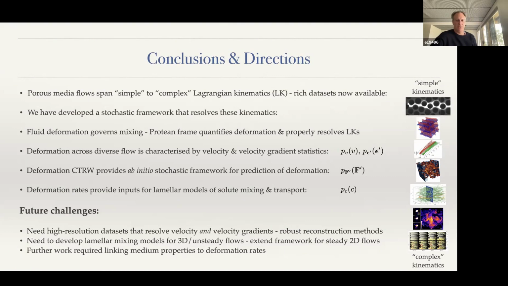We need to develop further mixing models for 3D unsteady flows and extend the framework to 2D flows. And further work is required to link medium properties to deformation rates.